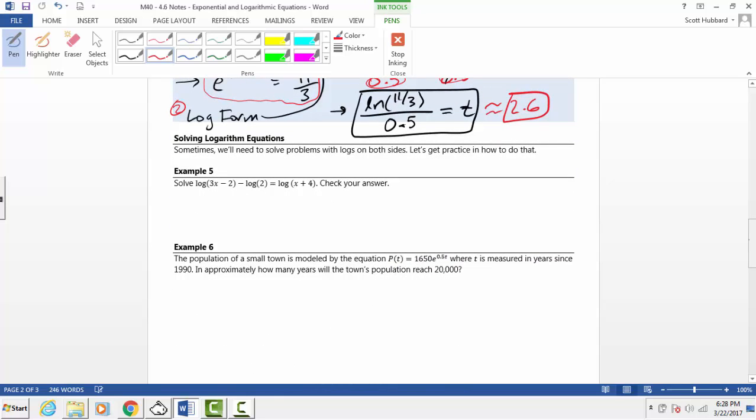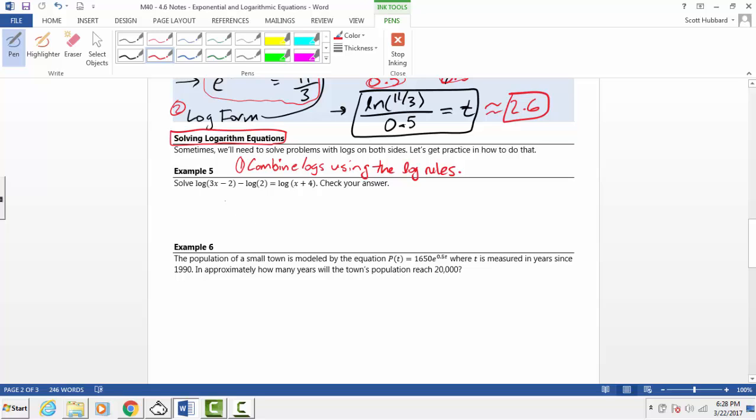So let's get some practice with logs now. Those were all exponential equations. Let's get some practice with log equations. So I'll write the steps again. When you have a log equation, the first step is to combine logs using the log rules that we learned last time.